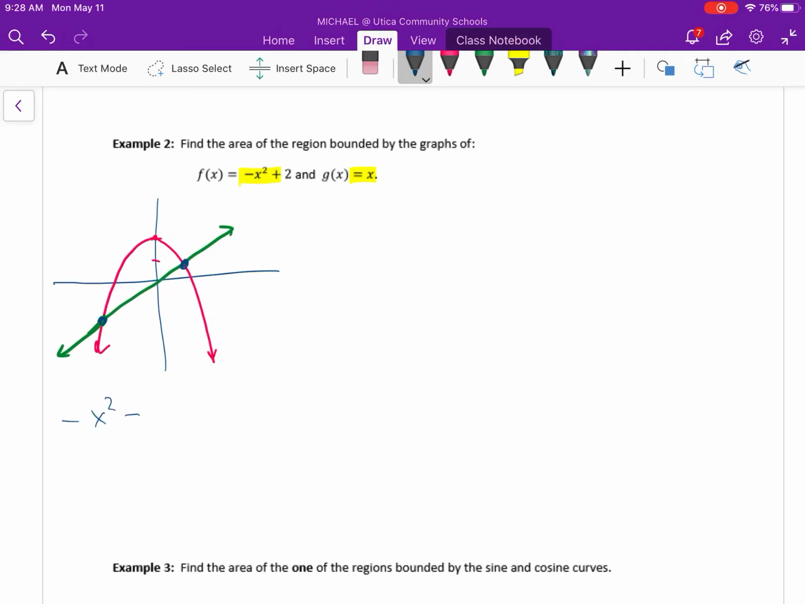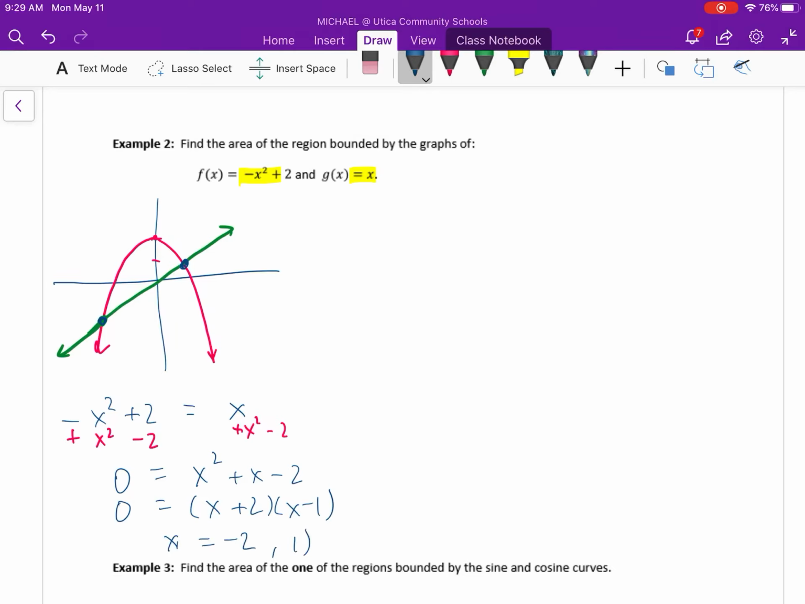So what I'm going to need to do is set these two functions equal to each other and then see where they meet up, see where they intersect. So I'm going to add this stuff to the other side. I'm going to add x squared. I'm going to subtract 2. So I'm going to get 0 equals x squared plus x minus 2. That's going to factor to be (x plus 2)(x minus 1). So x is negative 2 or positive 1.